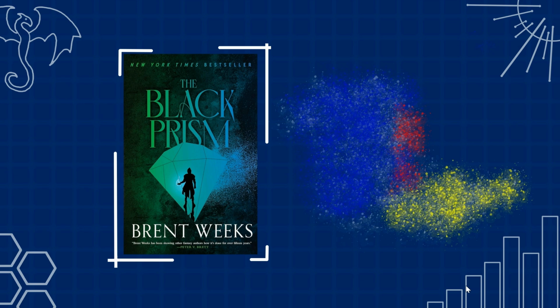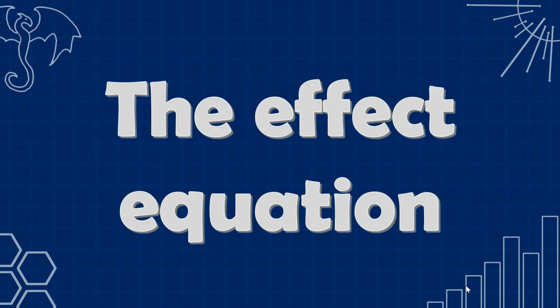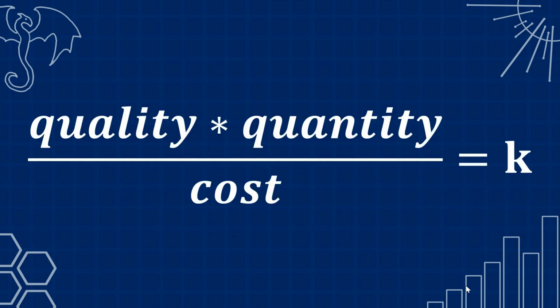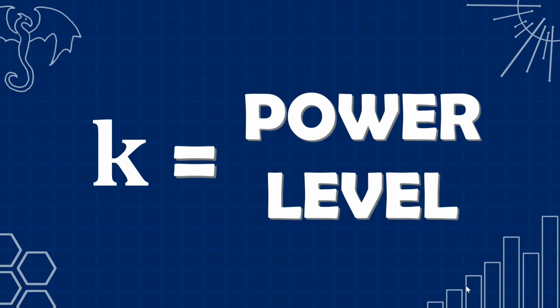Quantity and quality are part of something I call the effect equation. What it says is that quality multiplied by effect divided by cost equals a constant I name power level. Each setting has its own power level, and even different individuals in the same setting can have different power levels if the author is not a big fan of fairness. What do these equations tell us?